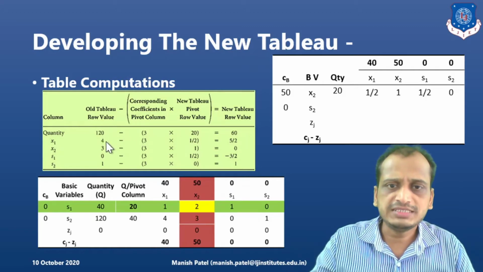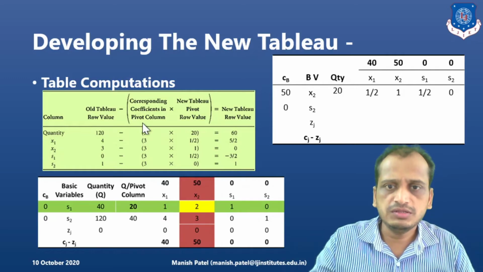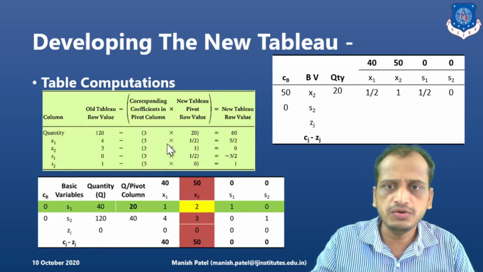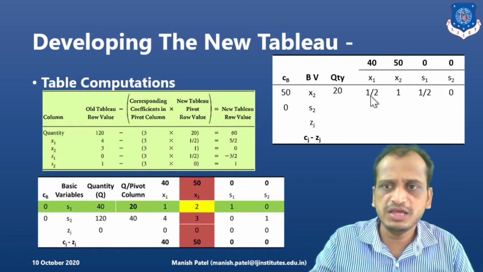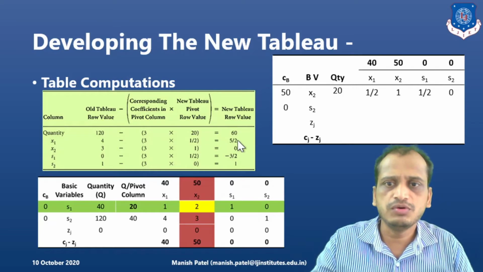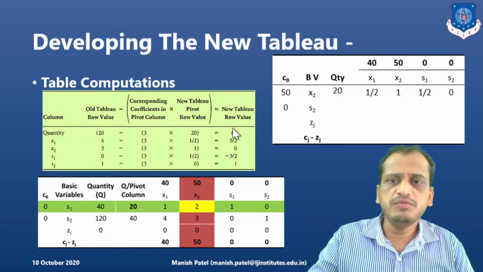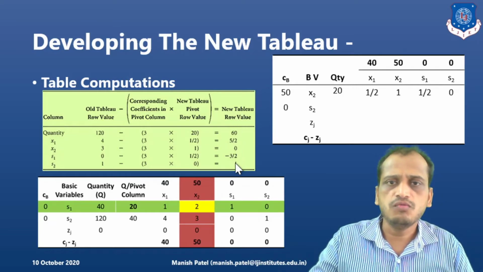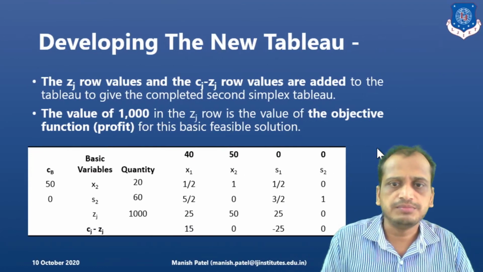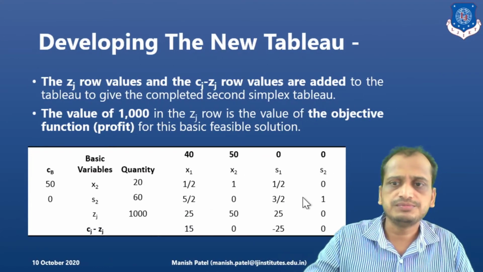Clear? Next step, for the 4 value, this one. Now 4 minus the pivot column value. That is 3. So we have written 3 here, into the row value corresponding to x1 here. What is x1 here? 1 by 2. So we have written 1 by 2, which gives 5 by 2. And accordingly, we will find all the new tableau row values and write all these values at the bottom. That is what I have done in the next step. I have written down all the values here.